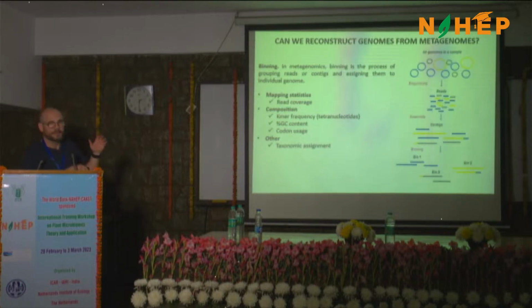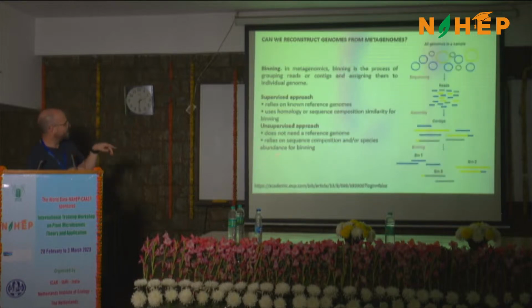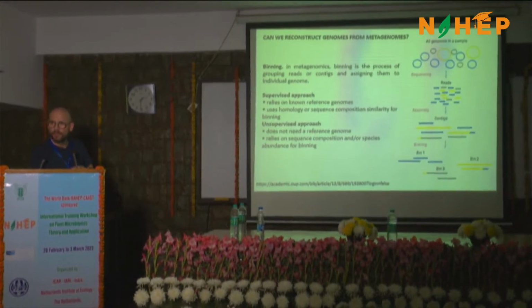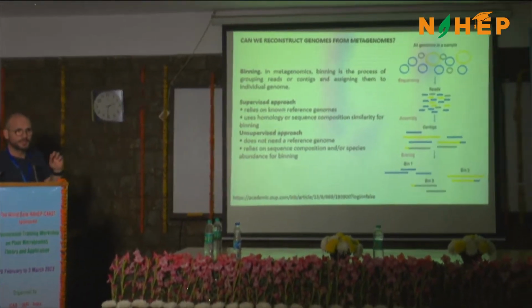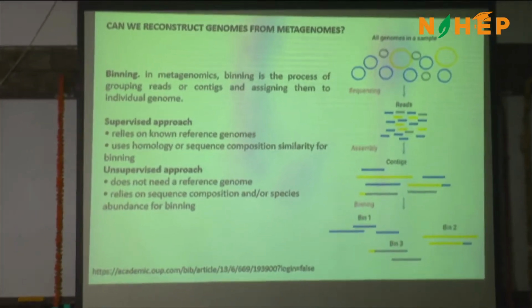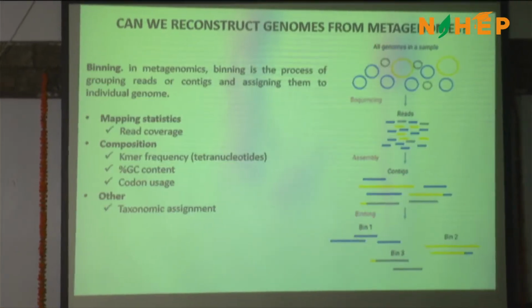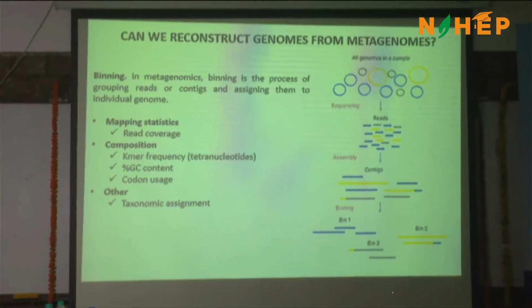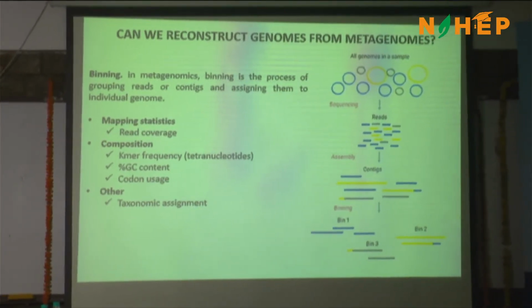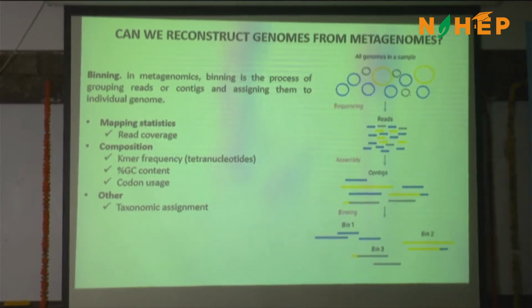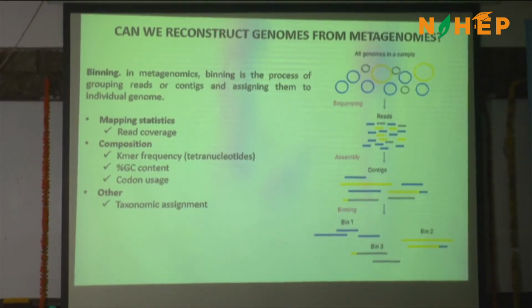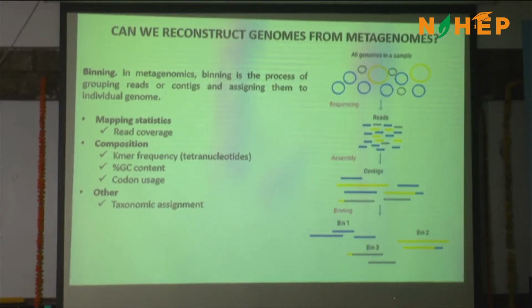So a bit more information about binning. We are going to be talking mainly about the unsupervised approach, where we need to rely on the characteristics of the sequence composition. So what are these parameters? Well, we have several parameters that we need to look at when we are doing binning. The first one is the read coverage. When we have a contig, most of the time the reads that are mapping back to the contig always have the same abundance. And we will see an example in a bit.